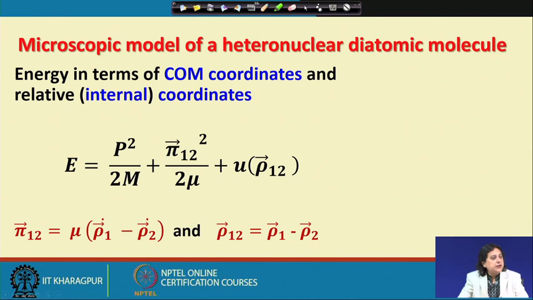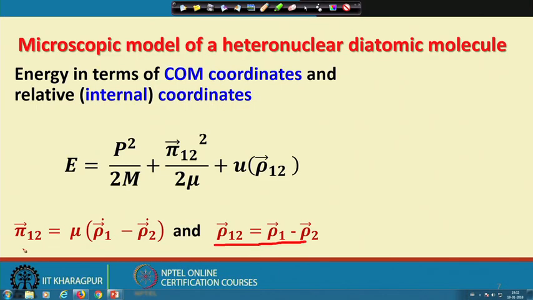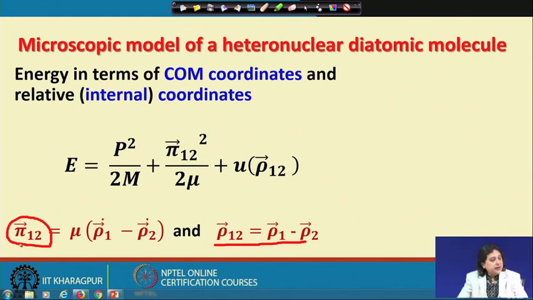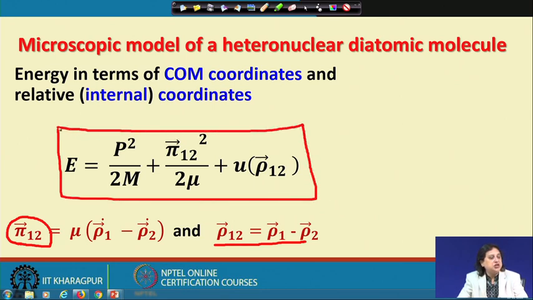So, what we have done is we have introduced one more change of variable, whereby we say that rho 12 is equal to rho 1 minus rho 2. So, rho 12 is the relative separation vector between atom 1 and atom 2, and it does not depend on where the origin of your coordinate axes is. And then I would say that the associated momentum is pi 12. If I take these two expressions and plug them back into the original expression for energy that I derived, I will find an expression like this through this change of variable.